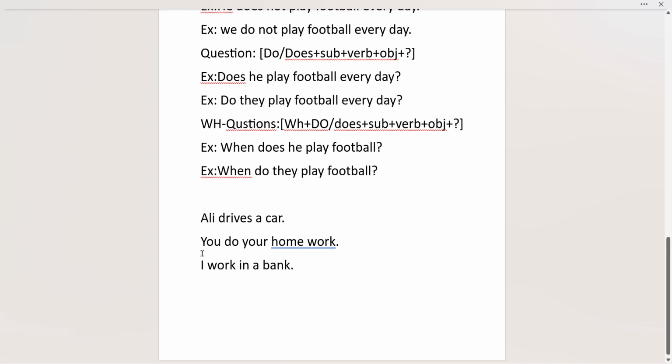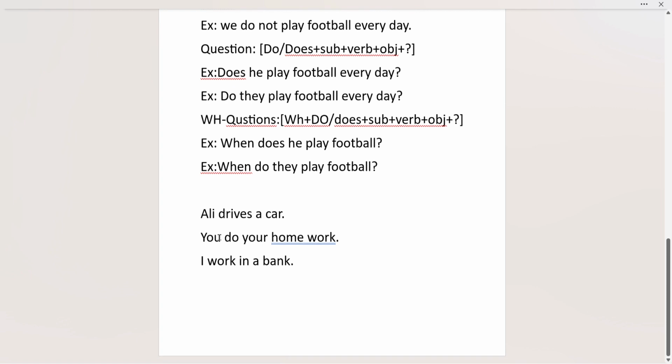Here is another example: you do your homework. For example, when someone says John is doing his homework, you can say you do your homework. Someone says you do your homework every day, all the time, it is habitual, it is regular. So for plural people we use do. We don't add es here, and with the verb we don't add s. So that was another example.